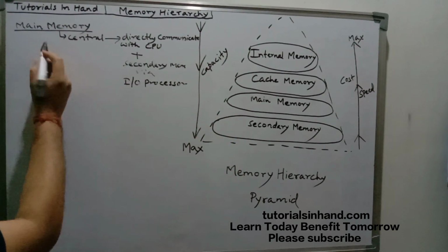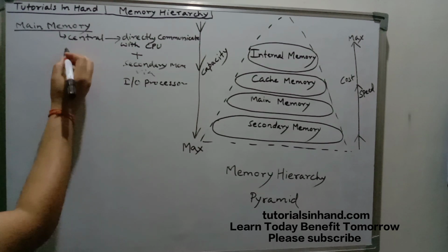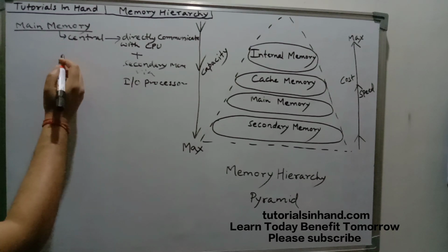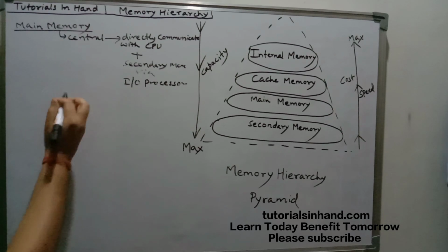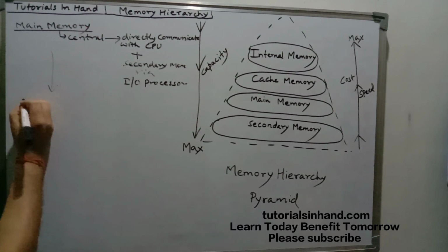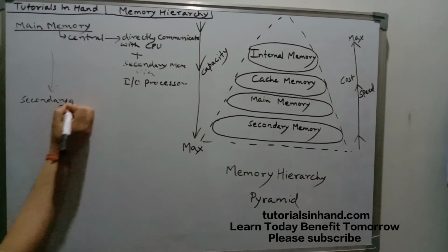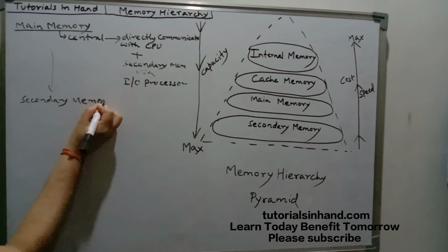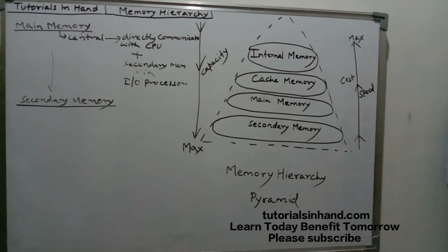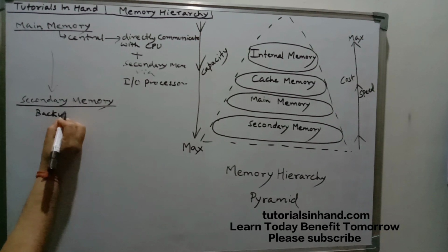This is where secondary memory comes into the picture. Suppose some data and program is not currently required, or it has been executed and now it does not need that program and data. What will it do? Main memory will transfer that data to secondary memory. Why? Because secondary memory is backup memory. Secondary memory is also known as backup storage.